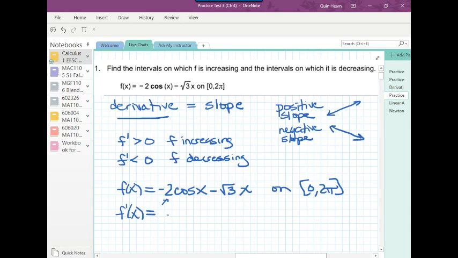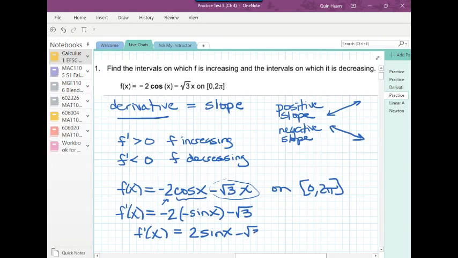Okay, the coefficient of the function is going to stay the same, negative 2. The derivative of cosine of x is negative sine x. And then we have minus square root of 3 times x. Well, anytime you have a linear term, the term that's x with a coefficient, it's just going to be the coefficient, which makes sense because if this were a line, that would be the slope of the line. Okay, so we have our derivative, and now we're just going to clean it up a little bit. f prime of x equals 2 sine x minus the square root of 3.